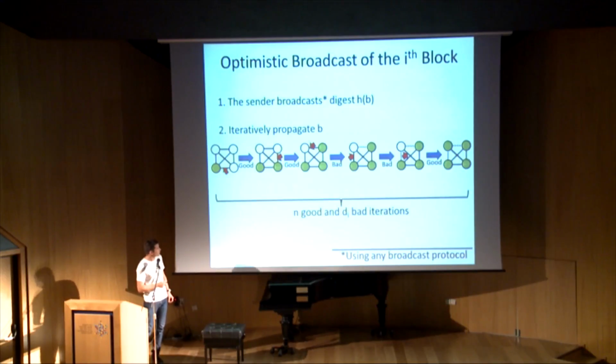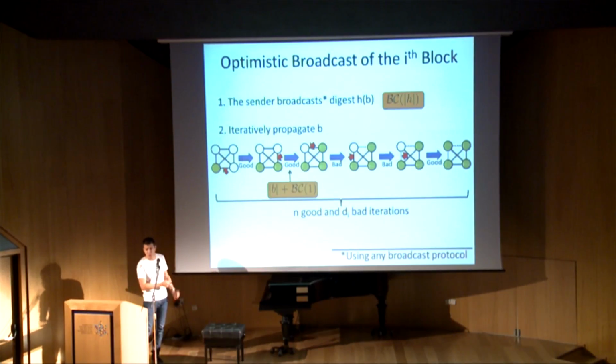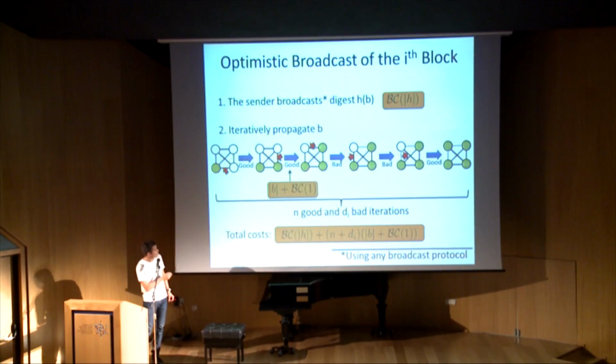So the total number of iterations, let's say it's n good iterations and let's say d bad iterations. Then we can compute the total communication cost of this protocol. You need to broadcast the hash. And one iteration costs you just propagation of a block and broadcasting 1 happy bit. Here BC1 means that we use the black box broadcast in order to broadcast this number of bits. So the total cost is broadcasting the digest plus the number of iterations multiplied by the cost of one iteration. Very simple.